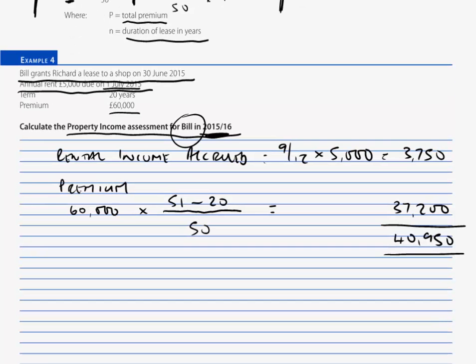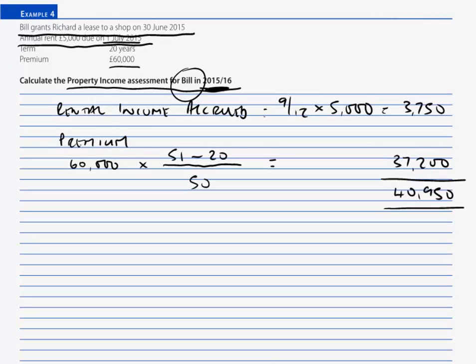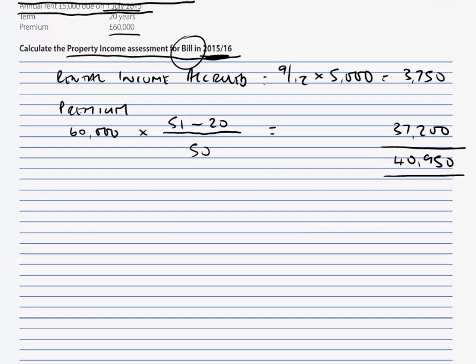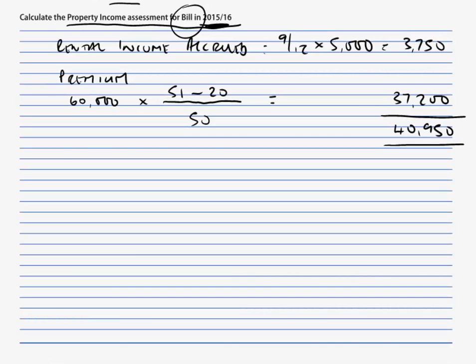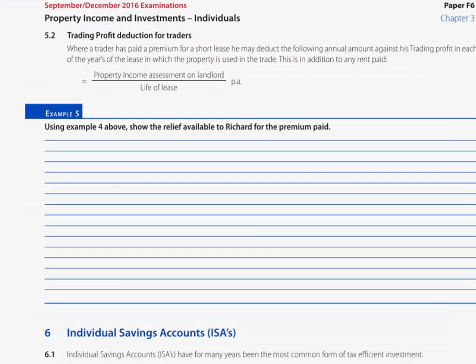But let's now turn our attention to Richard, the lessee, and work out what allowable trading profit deduction would be available to Richard in terms of the payments that Richard has made in relation to this period. So, looking now at the trading profit deduction for traders here in section 5.2. This is where we're looking at the lessee being a trader, using that property within their trade.